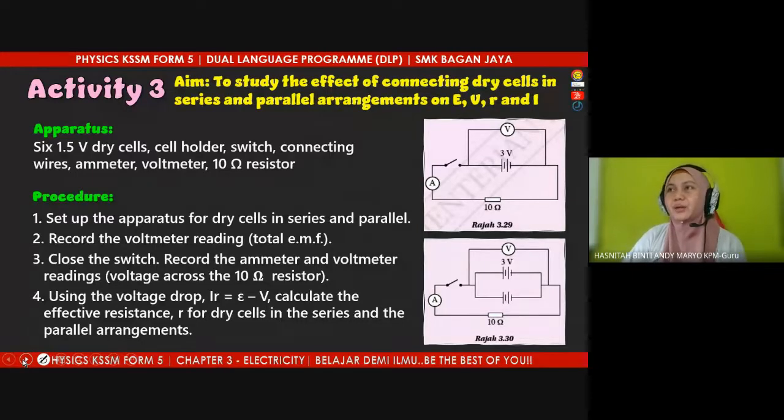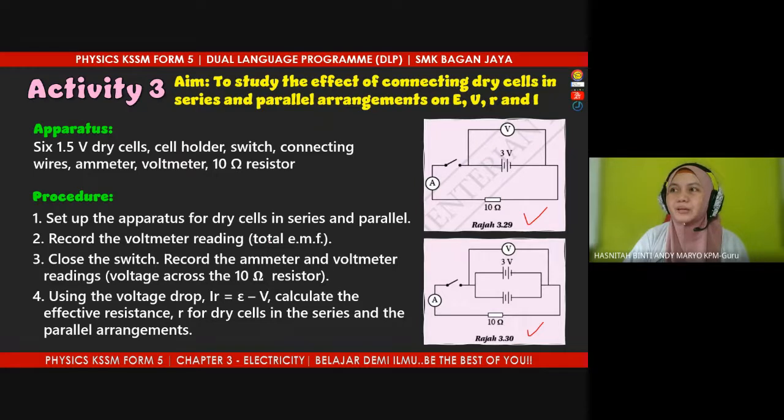Now our third activity for this evening is to study the effect of connecting dry cells in series and parallel arrangements. The first diagram shows a single battery. This one has two batteries arranged in parallel. This is the apparatus required and the procedure. You can read it: set up the apparatus as shown in these two diagrams.